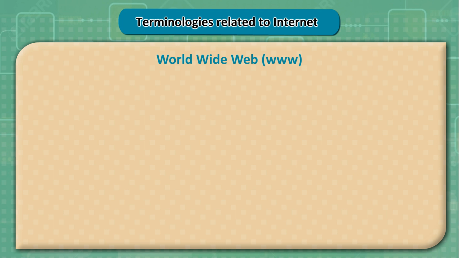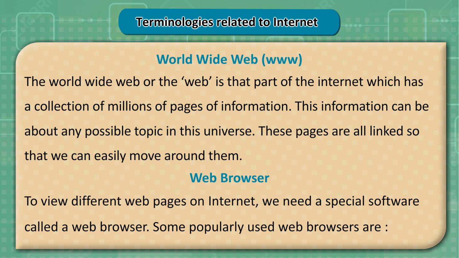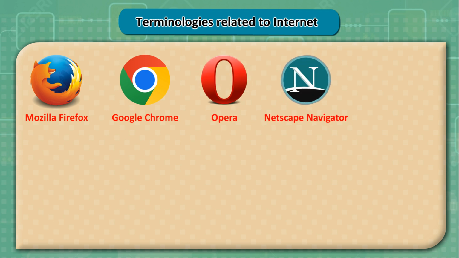World Wide Web, WWW. The World Wide Web or the Web is that part of the Internet which has a collection of millions of pages of information. This information can be about any possible topic in this universe. These pages are all linked so that we can easily move around them. Web browser. To view different web pages on Internet, we need a special software called a web browser. Some popularly used web browsers are Mozilla Firefox, Google Chrome, Opera, Netscape Navigator, Internet Explorer.